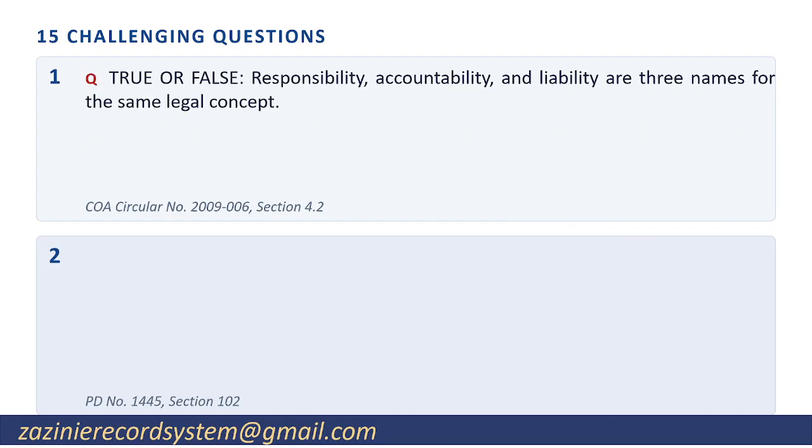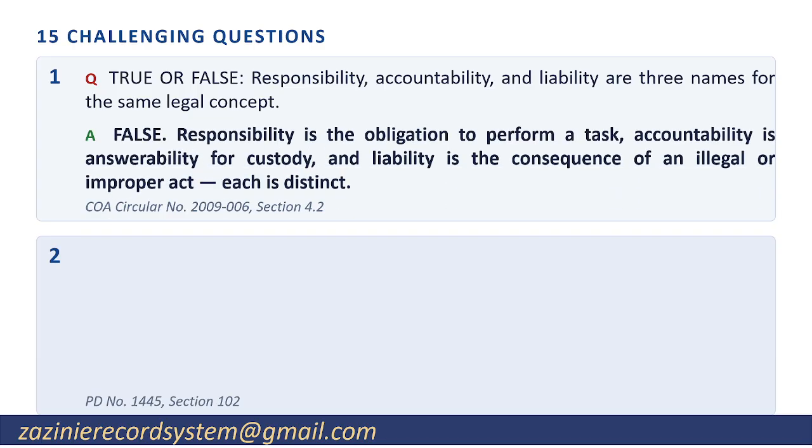15 challenging questions. Number 1. Q. True or false. Responsibility, accountability, and liability are three names for the same legal concept. False. Responsibility is the obligation to perform a task. Accountability is answerability for custody, and liability is the consequence of an illegal or improper act. Each is distinct.